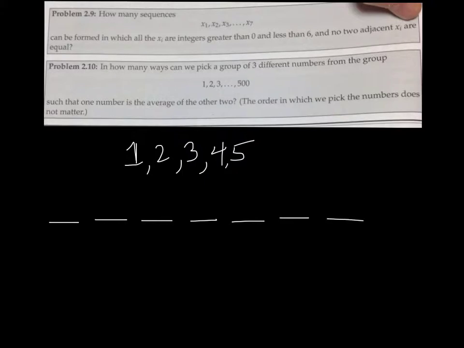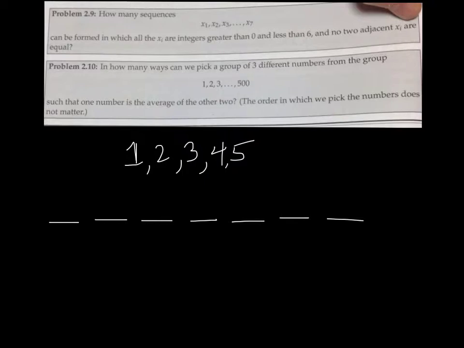2.9, 2.10. How many sequences, 7 numbers long, where all of the xi are integers greater than 0 and less than 6? In other words, 1, 2, 3, 4, 5, and we've got to make a list that's 7 long, and we cannot have adjacent numbers equal. So 1 and 2, 3 and 4 can't go next to each other?